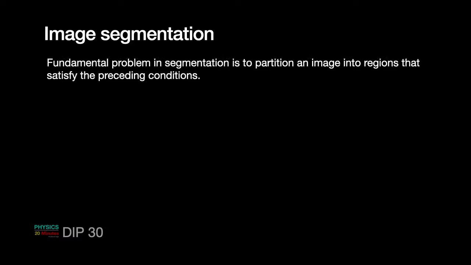So what is image segmentation? As the name suggests, it is dividing the image. To segment means to divide, to cut into pieces. So image segmentation means you are dividing the image into components or identifying different components. The fundamental problem in segmentation is to partition an image into regions that satisfy the preceding conditions.